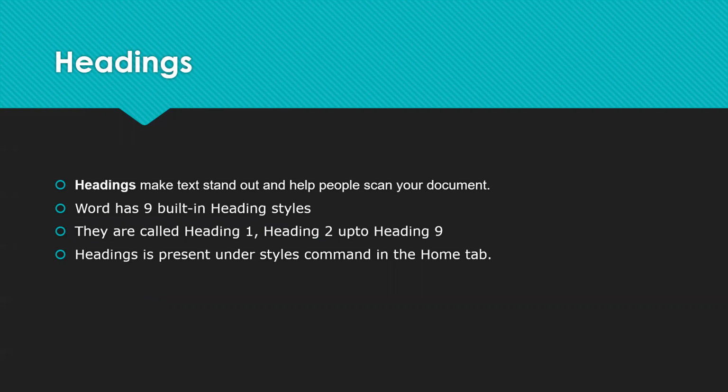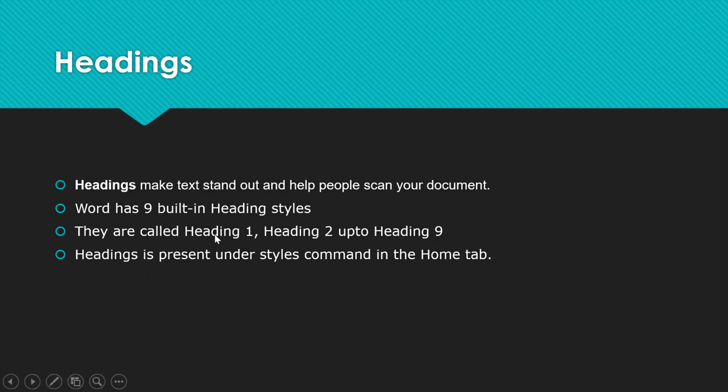Headings give you an idea of the important points, or an overview of what is there in the document. Word has 9 built-in heading styles. They are called heading 1, heading 2, and up to heading 9. Headings are present under the styles command in the Home tab.